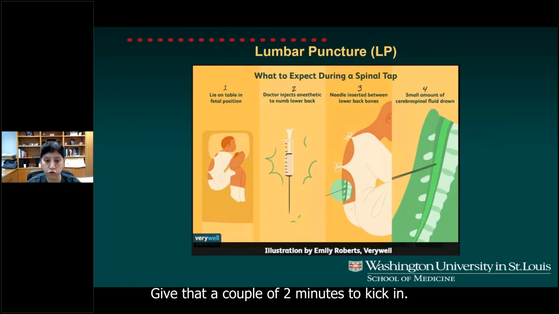Give that a couple of minutes to kick in. Then we put the real deal in. You'll notice it's the pointy parts of your back. So when you arch out your back, those bony prominences, we're going to shimmy the needle between those.